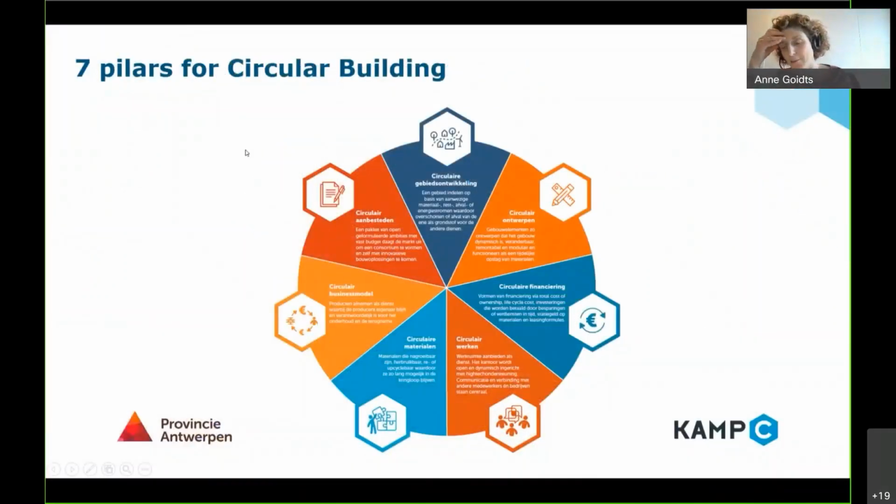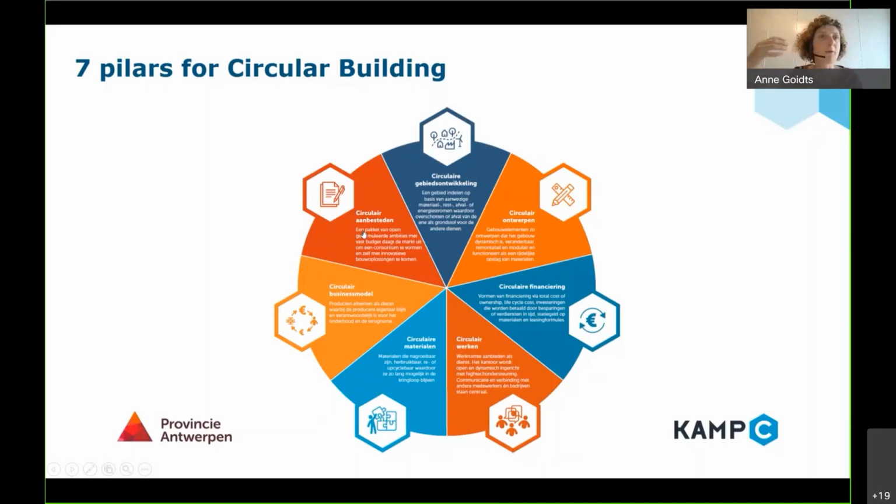When we started with this, we thought, okay, circular building, what's in it? What is it? Because it's like a buzzword, and some things that are in it already existed a long time ago before we were talking about circular building. So we checked what's in it, and we divided all the things in 7 pillars. That's the circular area development, circular design, circular financing, working in a circular way, circular materials, circular business models, and circular procurement.